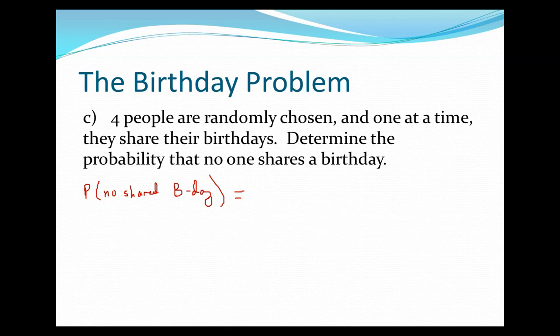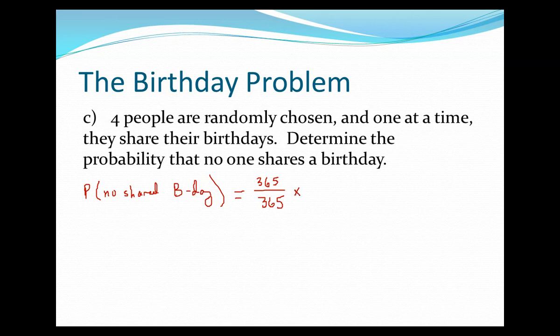If we ask one person, that person is going to have a birthday, and that's just one day, so it doesn't affect anything else. It's only when we get to the second and third and fourth that we have to worry about not matching that birthday. So the first person has basically 365 out of the 365 days to choose from.